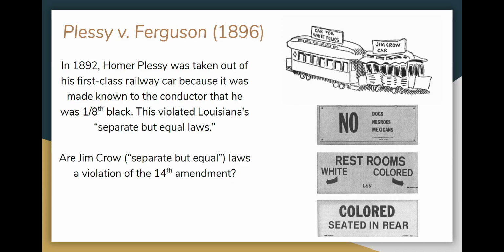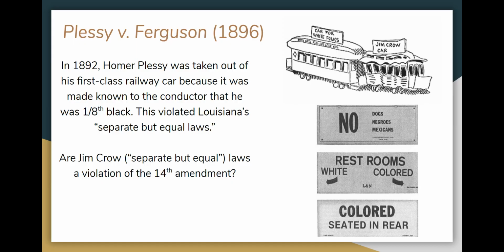So they did this on purpose. In 1892, Homer Plessy purposefully went and sat in a whites-only train car, and somebody lets the conductor know. Again, this is a setup. This is on purpose. And Plessy is taken out of his first-class railway car because the conductor found out he was an eighth black, meaning he had one black grandparent. And this would violate Louisiana's separate but equal laws.